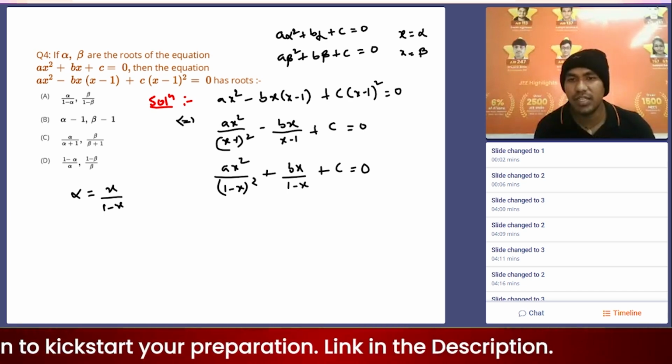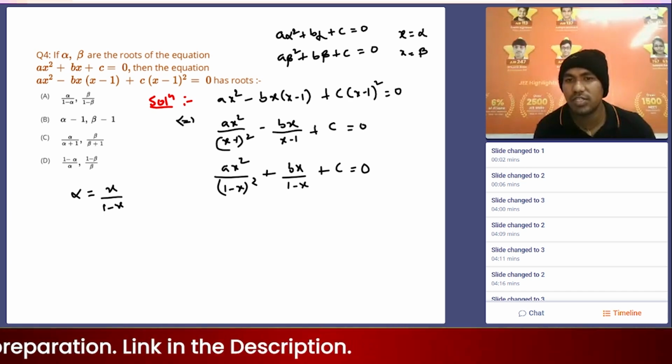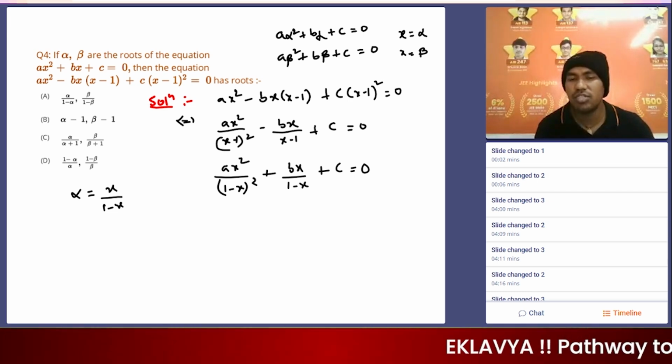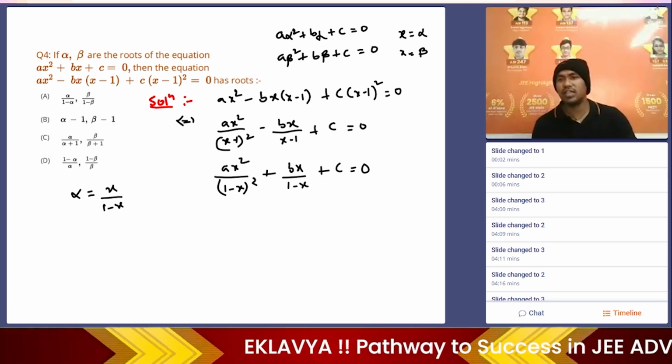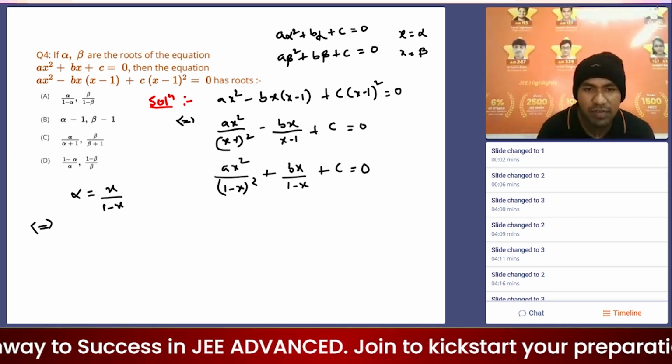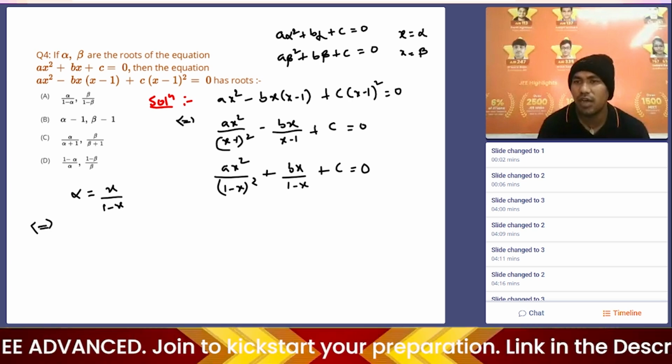If I take this, then the equation will become a alpha square plus b alpha plus c equals 0 only. It is the same as this one only. In the same way, beta equals x by 1 minus x, if you take that, then you will get this equation only. That means from here, if you identify the x value, that is going to be our root of this equation.